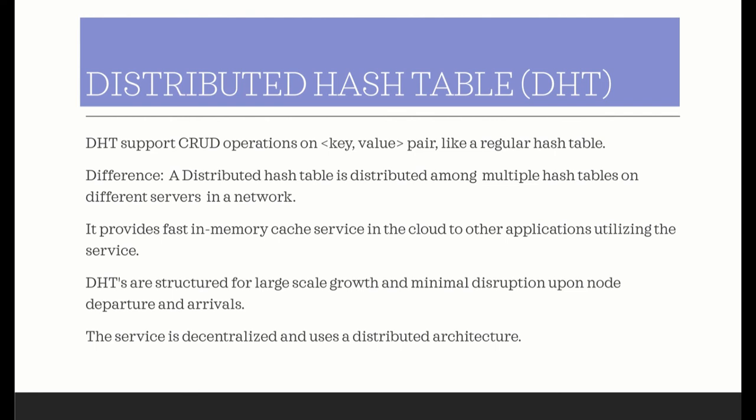Generally, DHTs are structured for fast in-memory cache service when different applications are using them through any cloud service provider such as Azure or AWS. A DHT structure also supports large-scale growth and minimal disruption upon node arrivals and departures. Our project is decentralized and uses a distributed architecture.